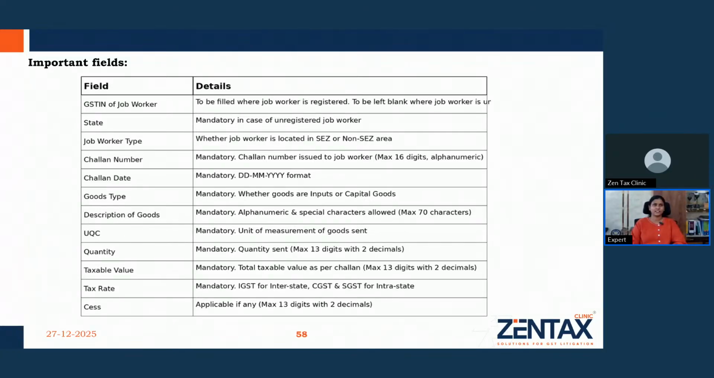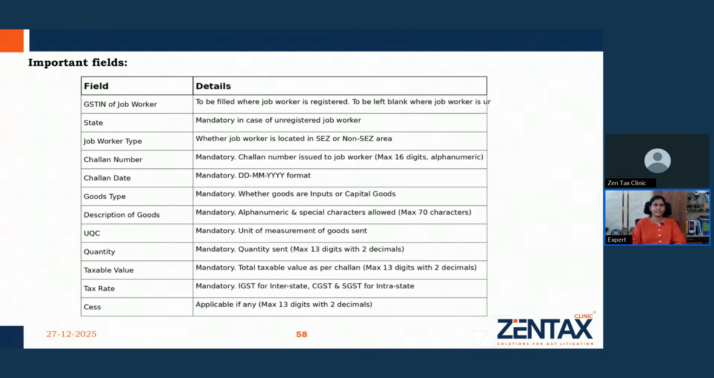Then the challan number has to be mandatorily mentioned. The challan number issued to the job worker has to be mentioned, and that challan number can be a maximum of 16 digits. It can be an alphanumeric number. Challan date has to be mandatorily mentioned. It should be in date, month, year format. The goods type has to be mandatorily mentioned. Whether the goods are inputs or capital goods, we need to mention separately. The description of the goods is allowed, and a maximum of 70 characters can be mentioned.